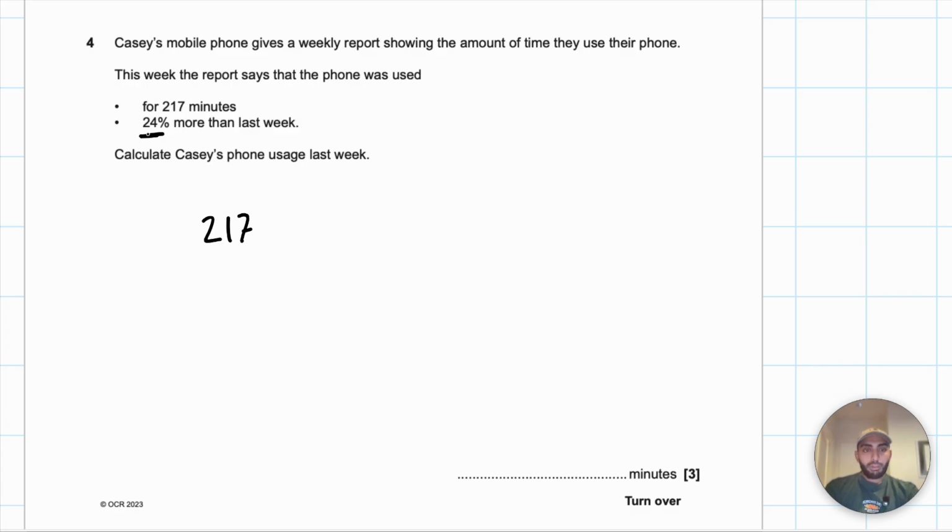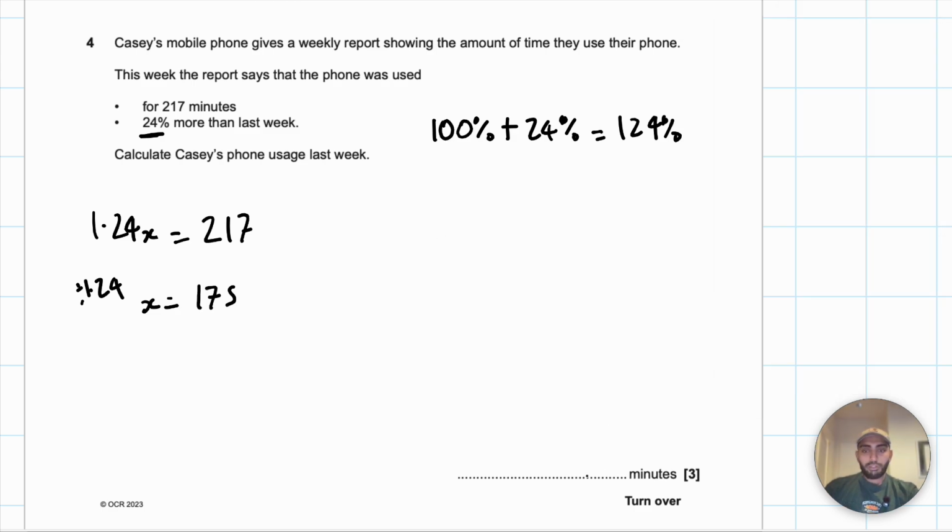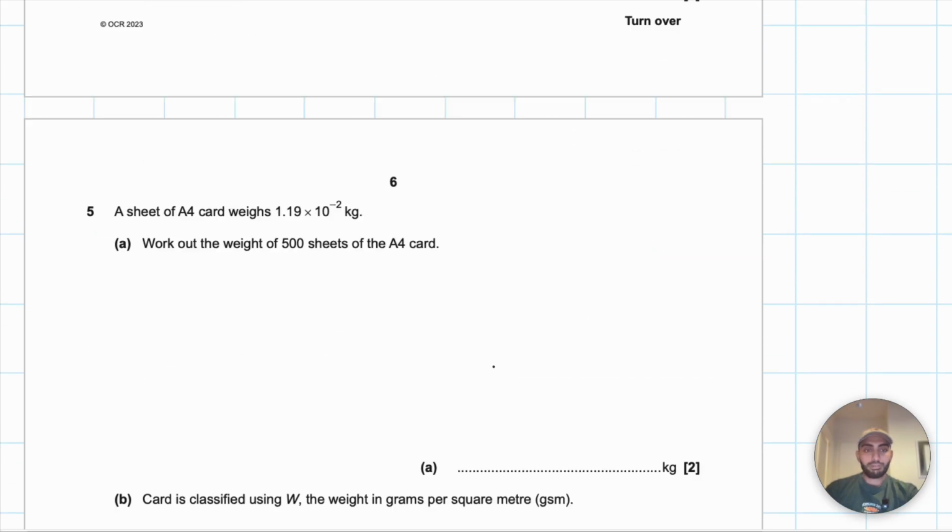If this is 24% more than last week, last week was 100% of phone usage, and this week is 24% more, which is the same as 124%. If we change this into a decimal, dividing this by 100 gives us 1.24. So this 1.24 is being multiplied by something to give us this. All we need to do is divide both sides by 1.24, and we get our answer. 217 divided by 1.24 is 175. And if you wanted to check this, you can multiply this by 1.24 and you should get 217.